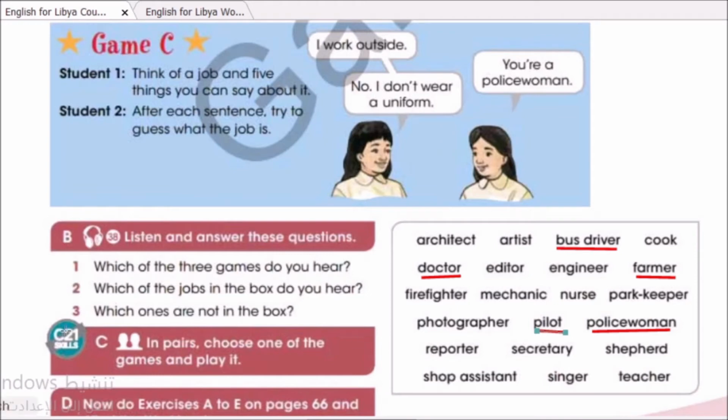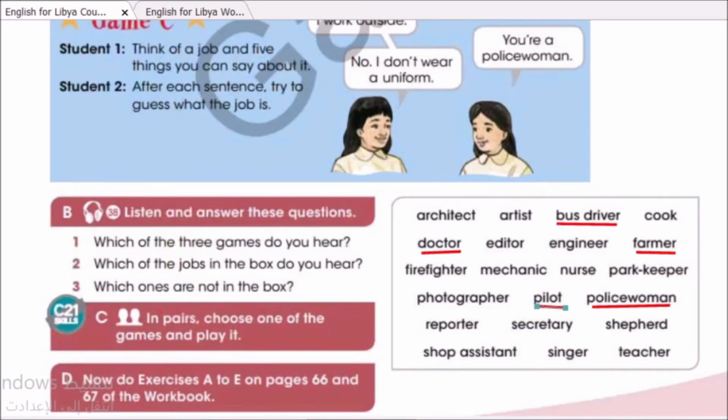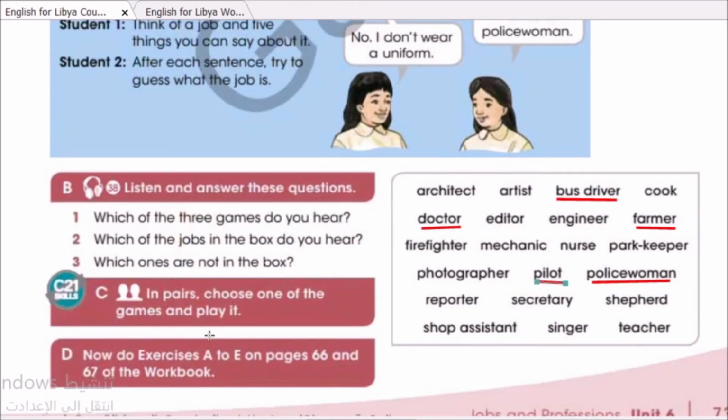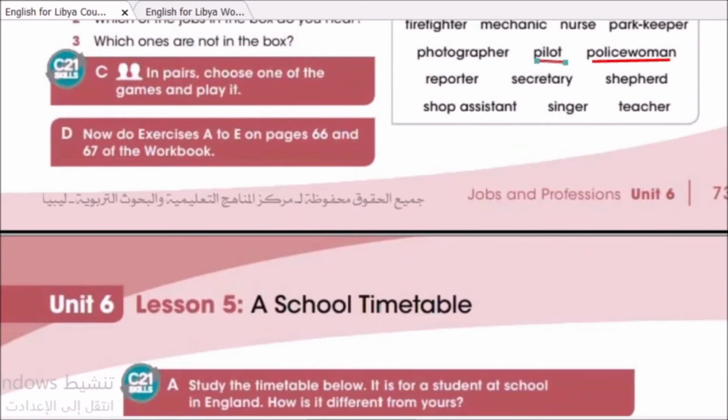Number 3, which ones are not in the box? Very good. We have the ambulance driver and the taxi driver. These two are not in the box. Very good. Now let's move on to question C. In question C, in pairs, choose one of the games and play it. So with your teacher, choose one of the games and play it together. Question D. Now do exercises A to E on page 66 and 67 of the workbook.